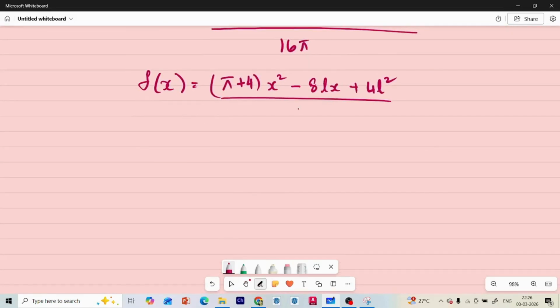Whole divided by 16 pi. Now after this it's easy, f dash x. So as you can see, 1 by 16 pi is a constant. Let's take it outside. Open the bracket. d by dx of this first term, second term, third term.